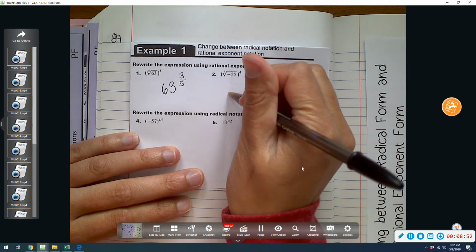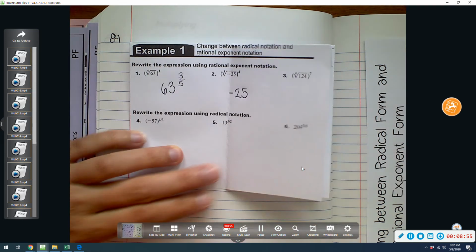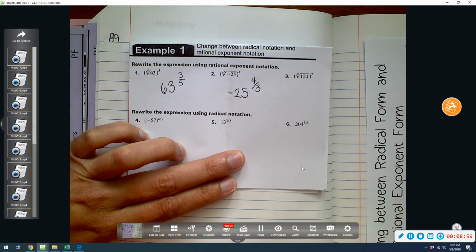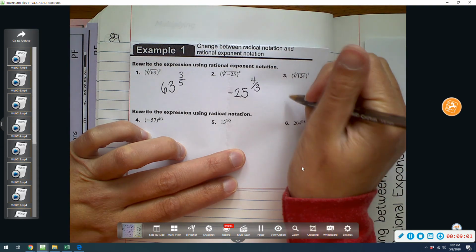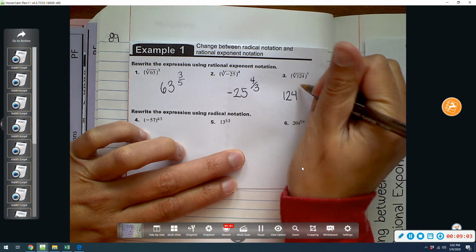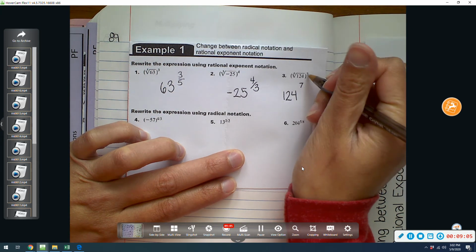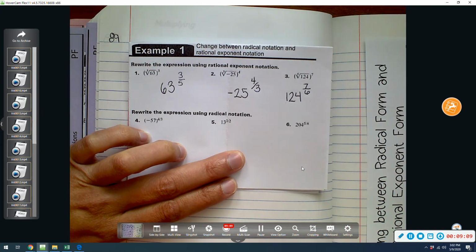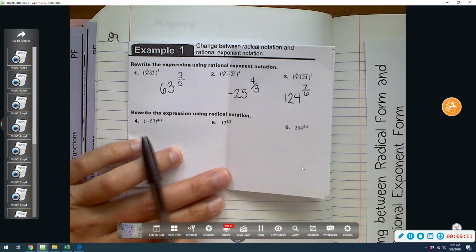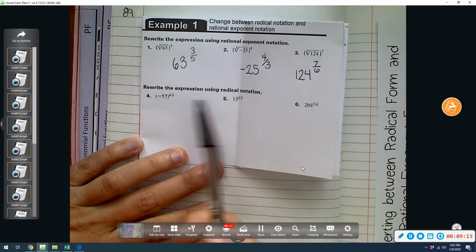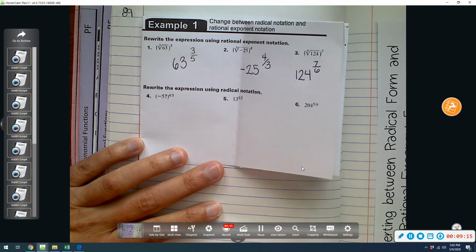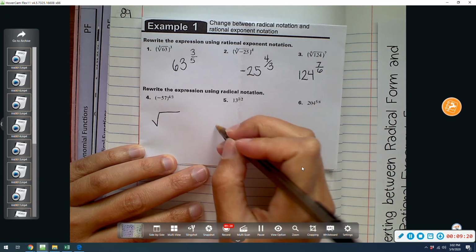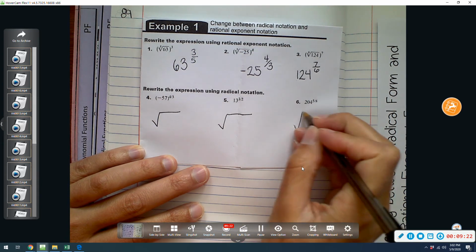Same for number 2. Negative 25 is my number. 4 is the power. 3 goes under. For number 3, we got 124 is my number. 7 is my exponent, so it stays numerator. 6 is my index, so it goes under. Now we should be able to go the other way as well. If the problems have no roots in them, we're going to be rewriting them with roots. So I can go through and put those all in there right now.